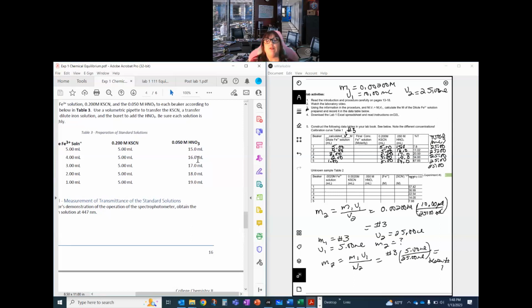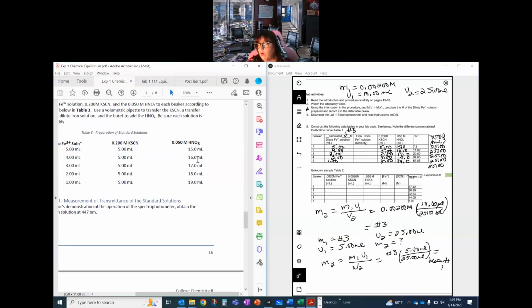Now I need to do the exact same calculation for beaker 2, beaker 3, beaker 4, and beaker 5. The M1 is always the same number. So it's that answer number 3 that we already calculated. That's what I use for every single one of these things, because I'm just using different amounts of that solution, not a different solution. So I am not calculating beaker 1 and then using that molarity to do the next one. That's not what I'm doing, okay? We're just using a different volume of that solution to do the next one.